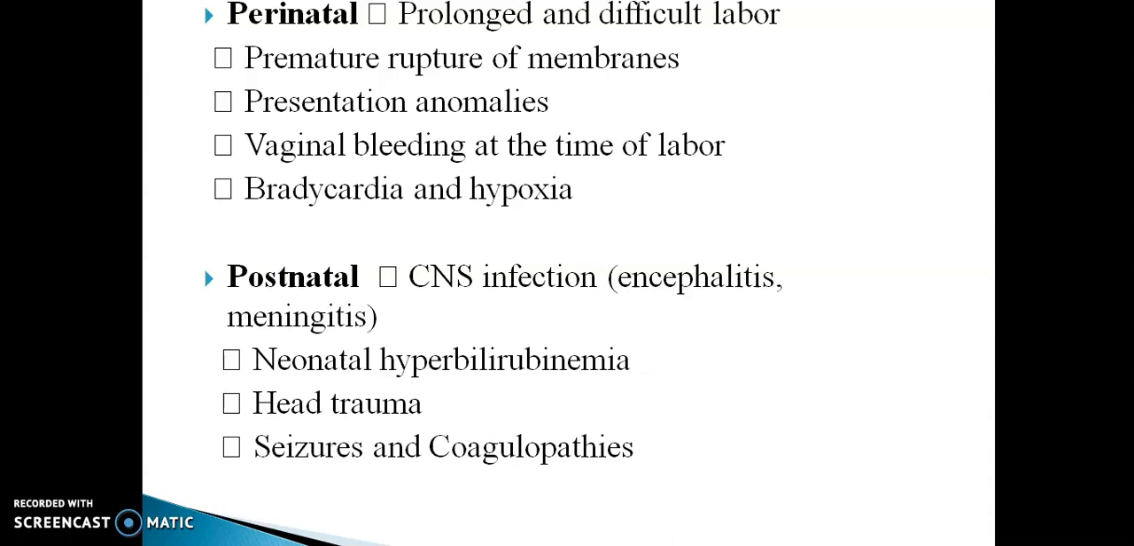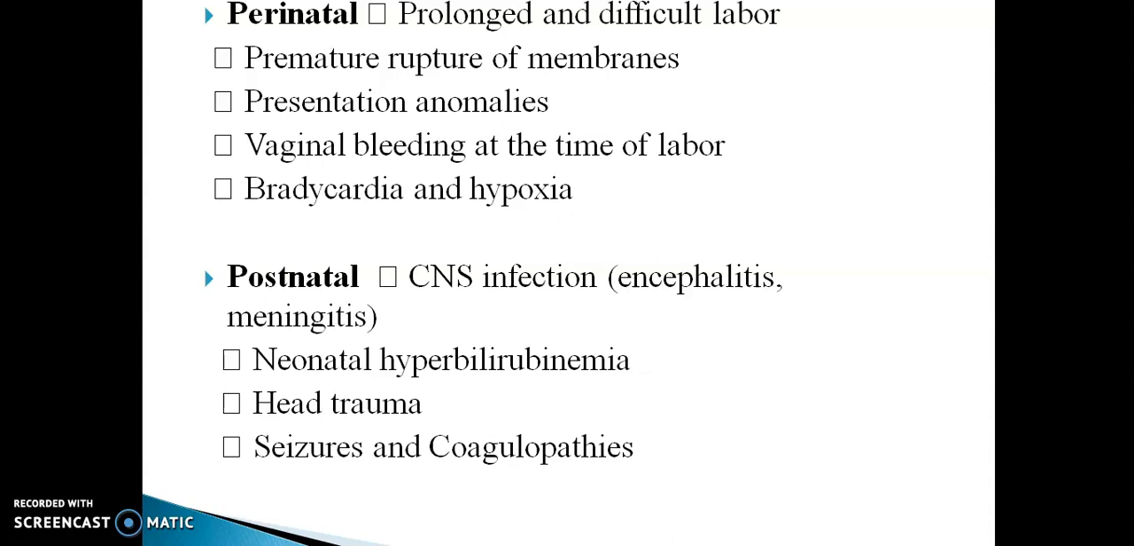Prolonged labor, cord around the neck, an anomalous presentation such as breech presentation, and vaginal bleeding at the time of labor all lead to bradycardia and hypoxia for the child. This leads to asphyxiation, and the hypoxic-ischemic insult to the brain leads to cerebral lesions. Postnatally, it is mostly due to infections of the central nervous system, such as encephalitis and meningitis, which are common causes.